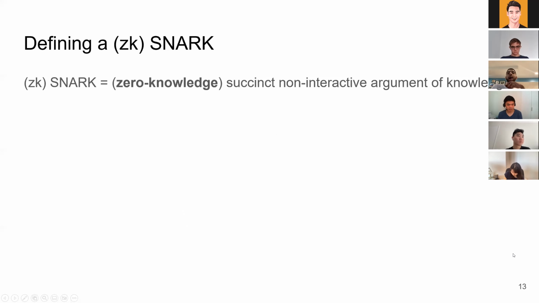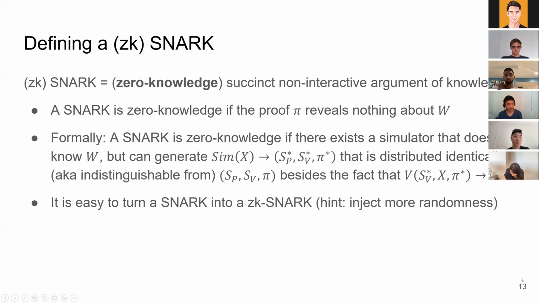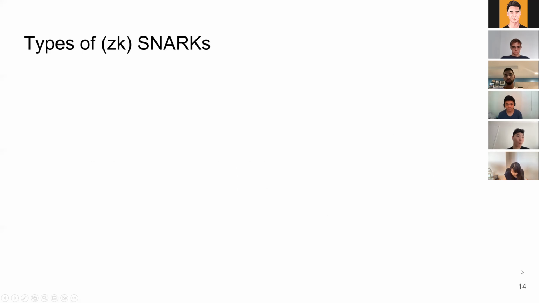And then finally, we talked about the zero knowledge part, which is just that a SNARK is zero knowledge if the proof pi reveals nothing about the witness, so that the verifier cannot infer anything about what the witness could or could not be based on the proof handed to it. And we talked about how it's pretty easy to turn a SNARK into a ZK SNARK by injecting more randomness. The difficult part of building a SNARK is really the succinct property. We're going to see that in action today.